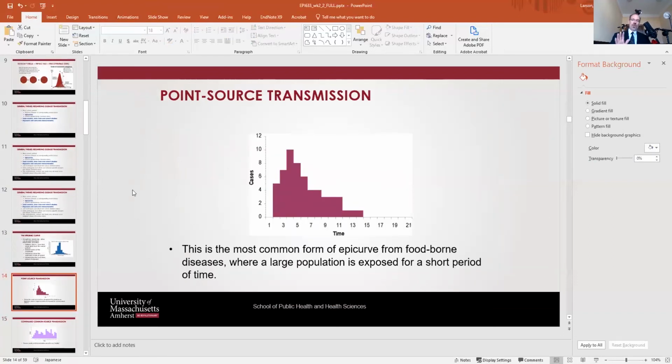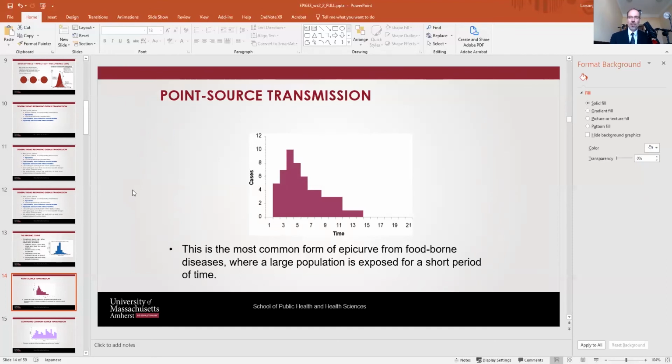So point source transmission. This is like a bunch of people go to a restaurant, they eat some food that is contaminated with something. They become infected with some sort of enteric pathogen. There's lots and lots of cases, and then it dwindles out because this was all related to one point source. All cases came from that one single source. This is the most common form of epicurve from foodborne diseases.